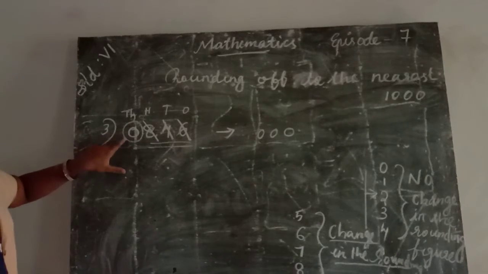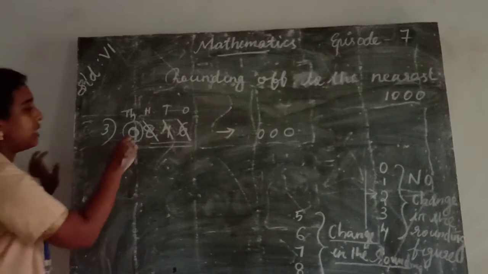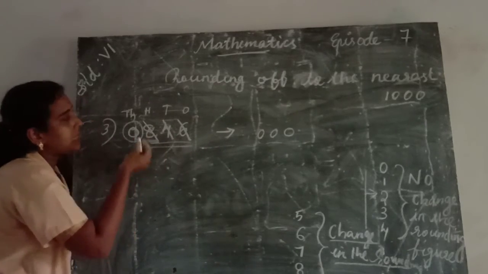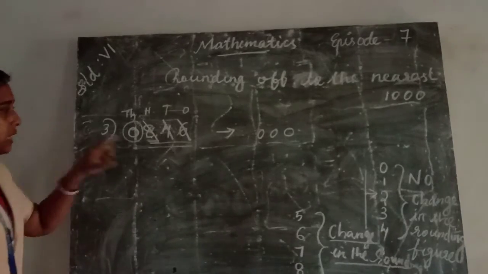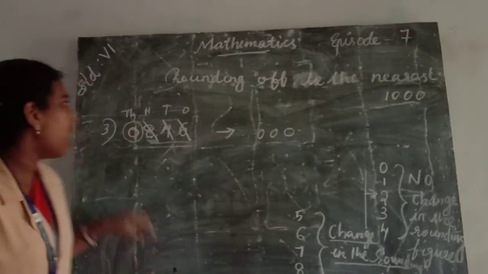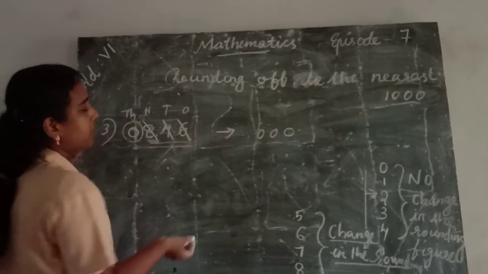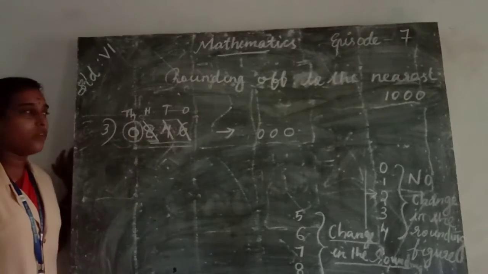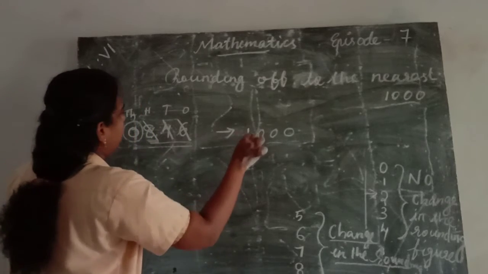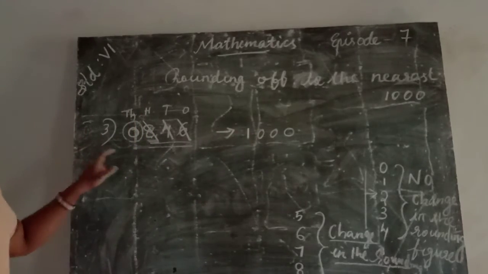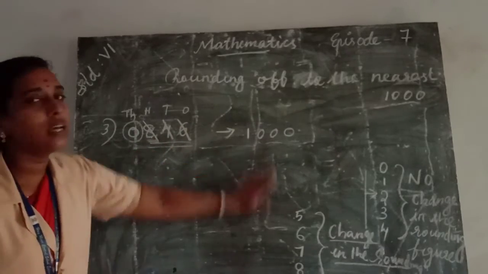And to write the digit at the rounded position, we just look at the digit at the hundreds position. That is 8. If the digit is 8, then we add 1 to the rounded number. Here the rounded digit is 0. So we add 1 to 0. 0 plus 1 is 1. So the answer is 1000. So the nearest 1000 of the number 846 is 1000.